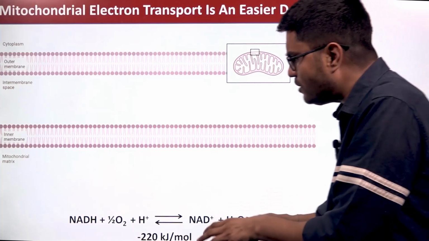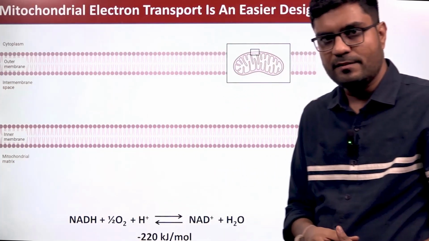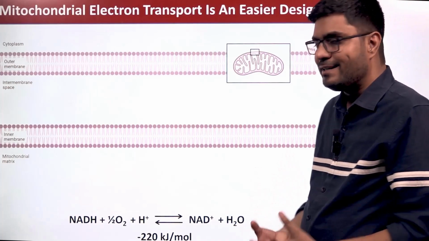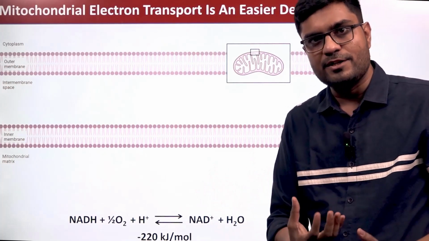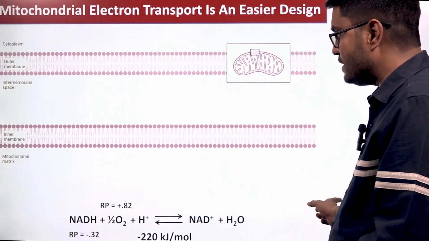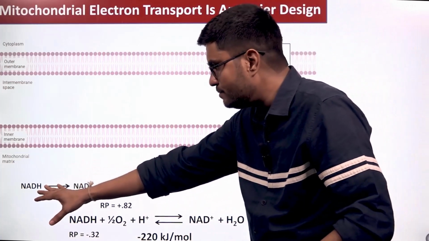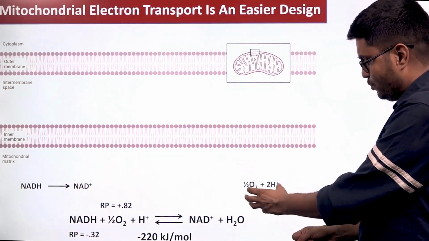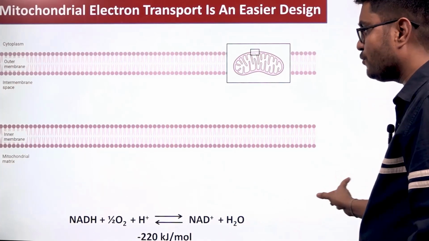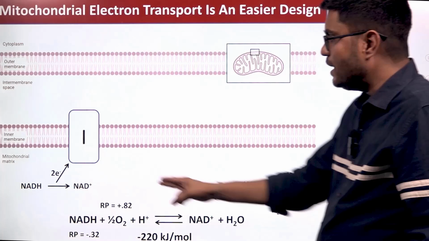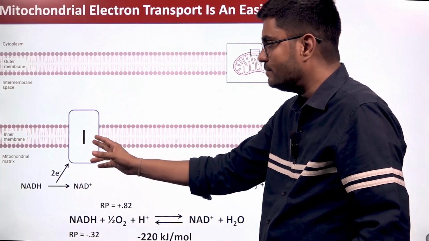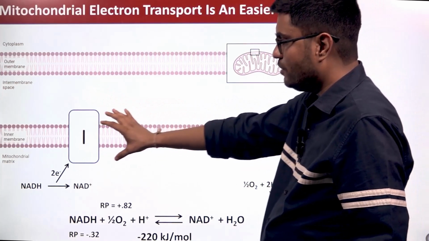Now the system doesn't want to release this much energy simultaneously because that can damage the tissue, it can damage the cells, it can generate heat. So the system wants to release the energy in small packets. The whole process starts from NADH and ends at O2, which is converting into H2O after accepting the electrons. From NADH, 2 electrons are transferred to a protein complex, electron transport complex 1, which is present in the inner mitochondrial membrane.